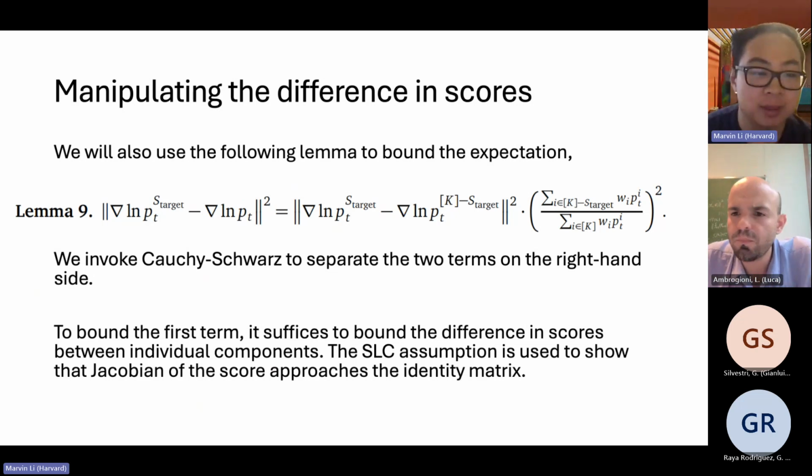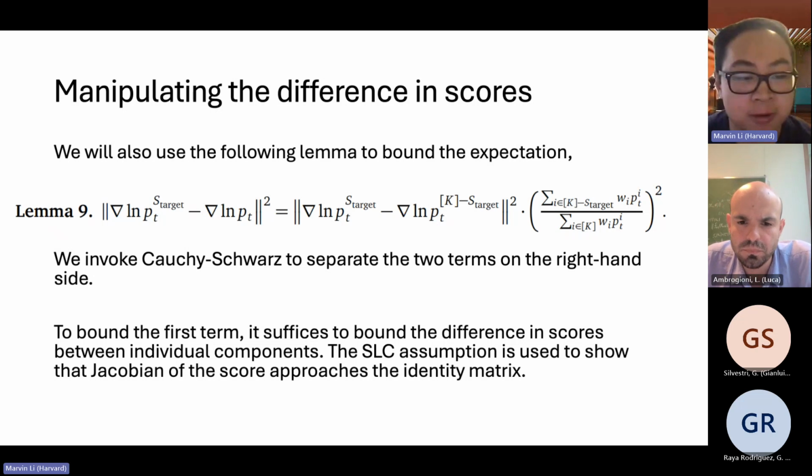It turns out we can write the score of S target and P itself as the score of S target minus the score of K minus S target, times the ratio of the PDFs, K minus S target divided by K. Then we use Cauchy-Schwarz to separate the expectation into an expectation over each of these terms individually.